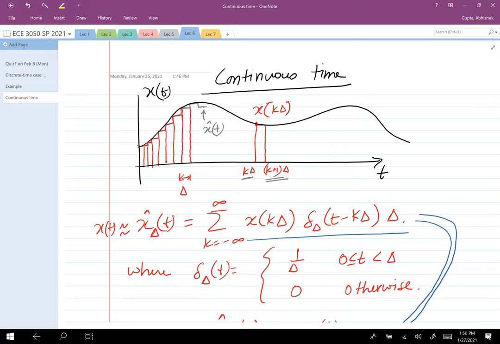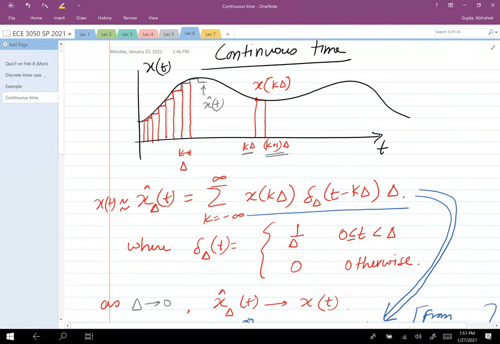In order to facilitate this understanding, what we did was we first discretized the signal. So we had the signal x(t), which is a continuous time signal. And we created blocks of length delta. And the delta function that we had was 1 over delta for time 0 less than or equal to t less than or equal to delta, and it's 0 otherwise.